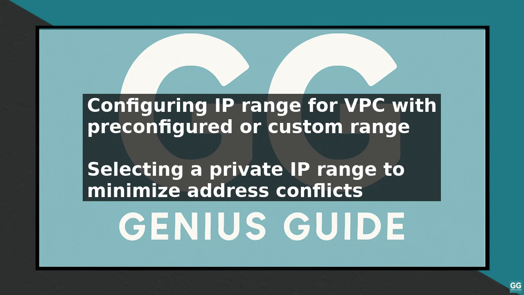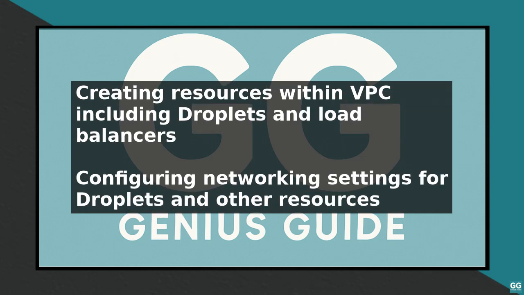Once you have created your VPC, you can start creating resources within it. This can include droplets, which are DigitalOcean's virtual machines, as well as load balancers and other network resources. When creating a droplet, you will need to select the VPC you just created and configure the networking settings, including the IP address and any additional network interfaces.